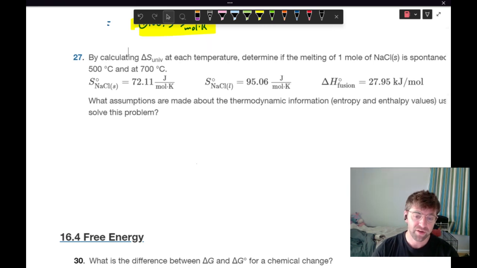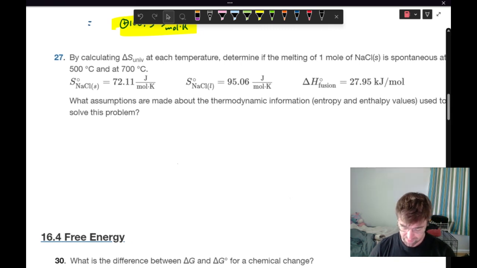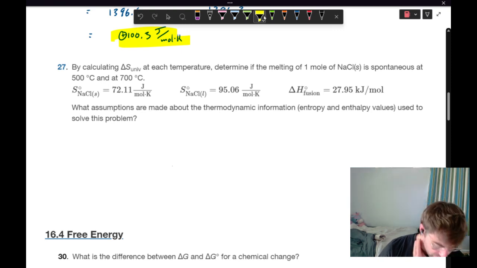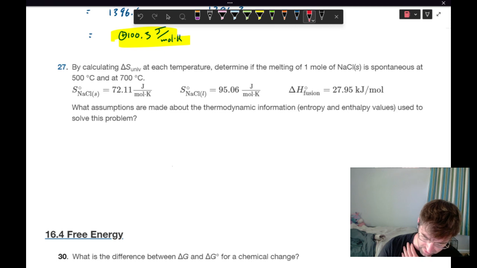Question 27. By calculating the change in entropy of the universe at each temperature, determine if the melting of 1 mole of sodium chloride solid is spontaneous at 500 degrees Celsius and 700 degrees Celsius. So we're given a couple different questions that we need to answer as part of this problem. Remember that our units for entropy are joules per mole dot Kelvin.